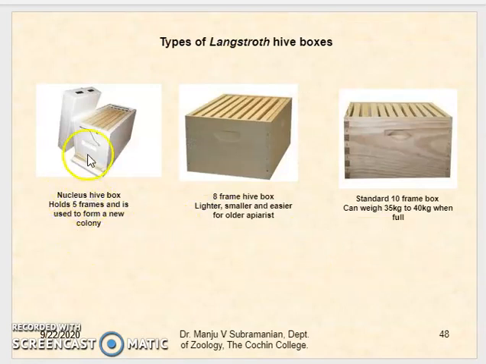There is the nucleus. These are small bee hives which can hold only about 5 frames, and there are the 8 frame hives. They are lighter, smaller, and easier for the older apiarist. That means it's a small box. It can hold only a few honeybees, or it can support only a small colony. Then there is the standard 10 frame box. It can weigh about 35 to 40 kg when it is full. So these are the different types of Langstroth hive boxes that can be used in a hive.